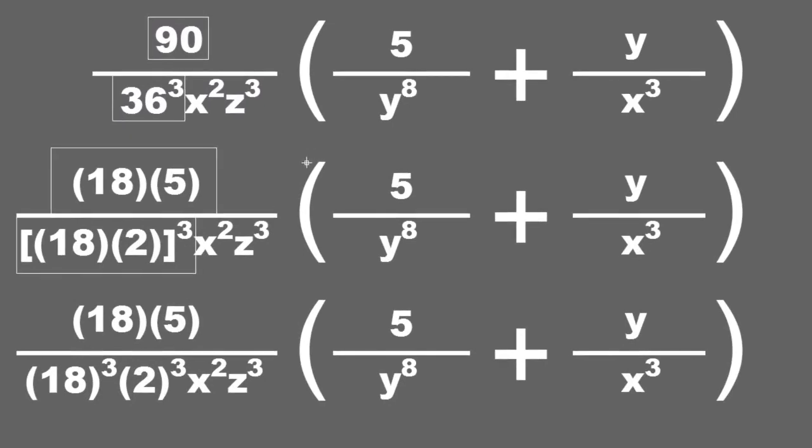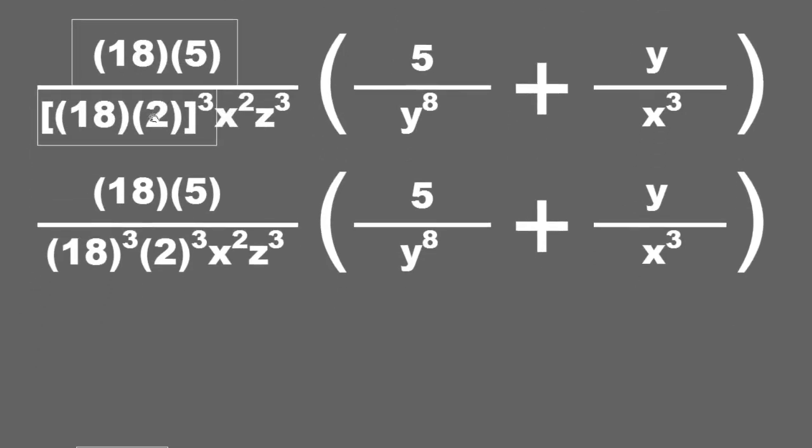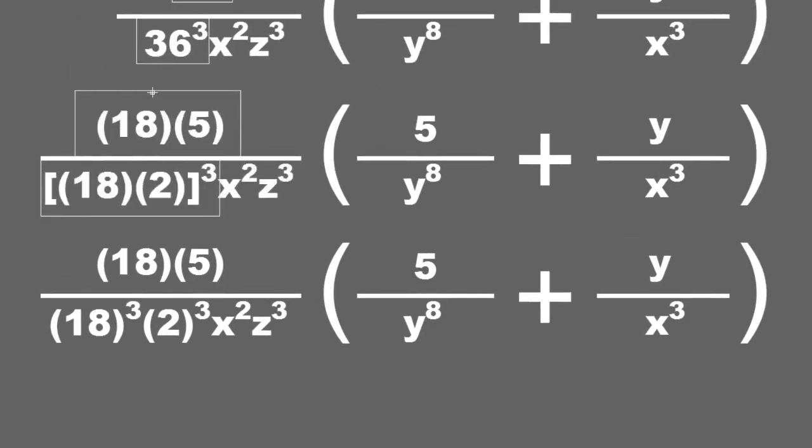To do that, I'm gonna write 90 as 18 times 5. These two are equivalent. 18 times 5 is 90, but it's convenient for me to write it as 18 times 5, as you will see very soon. And in the denominator, I have 36 cubed.